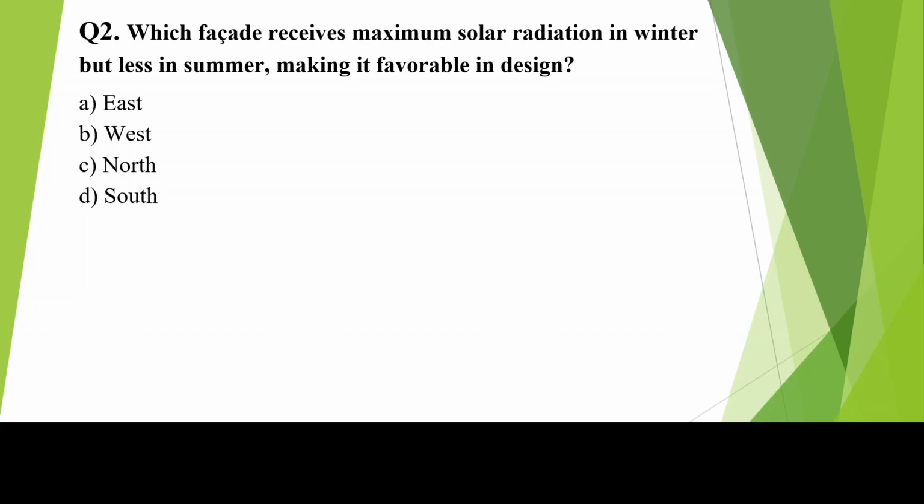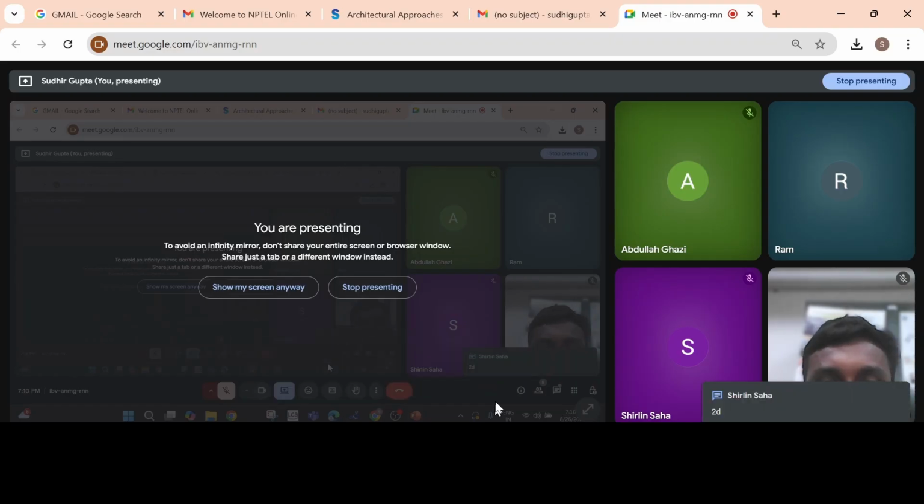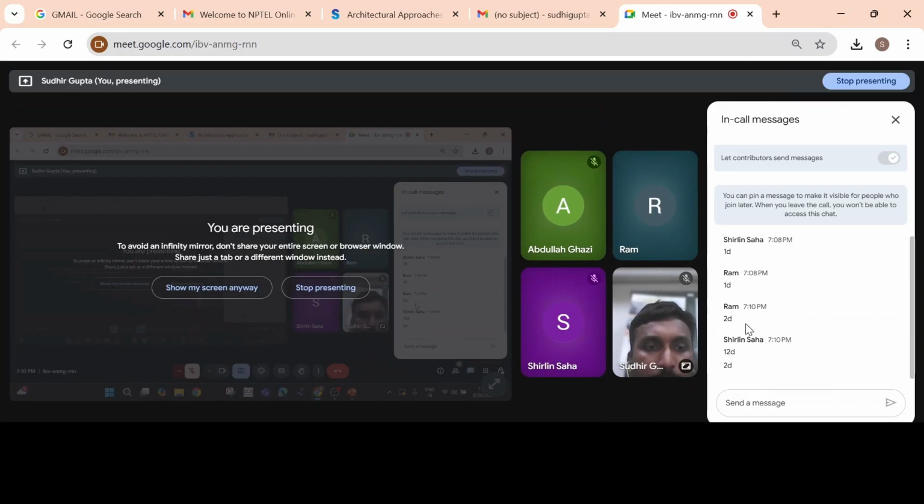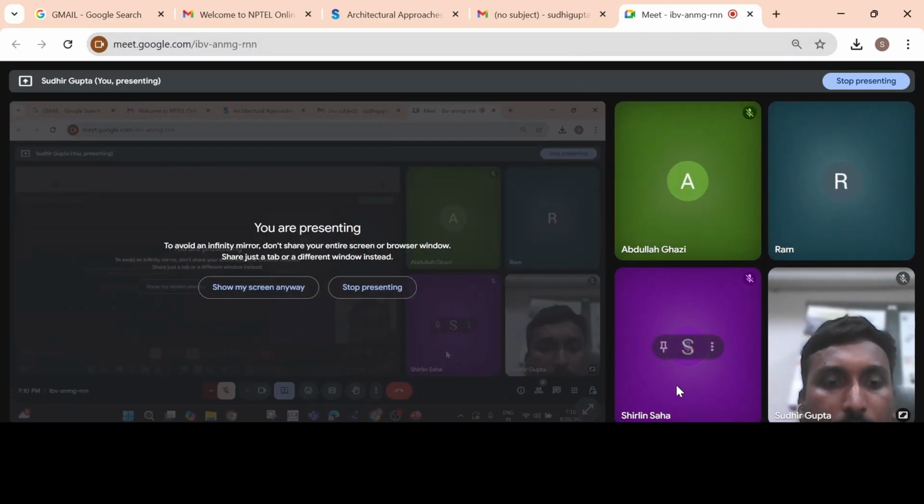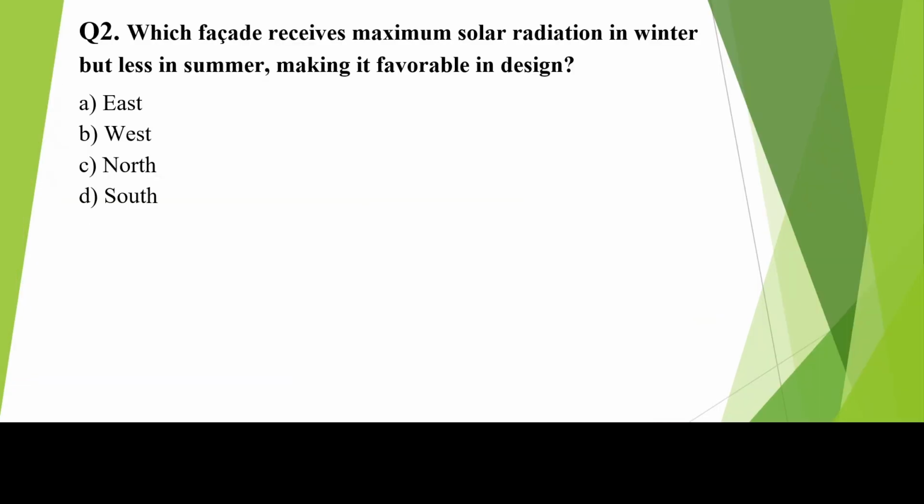Let's see. How many of you can answer it for this second question? Yeah, as I can see, most of you have marked D as the answer for this question number two.